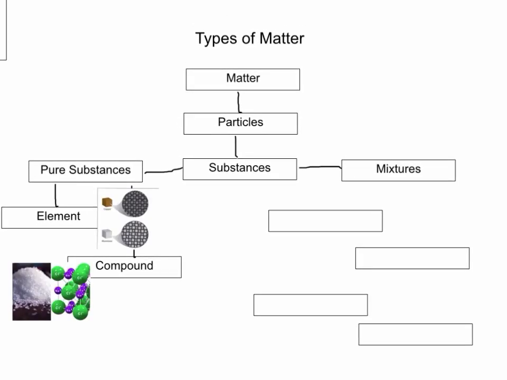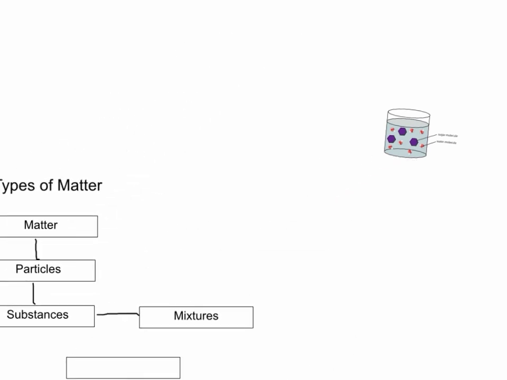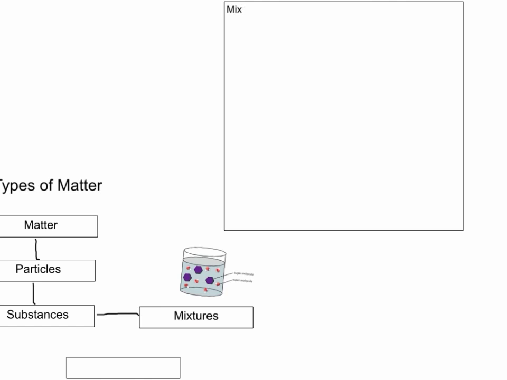So now let's look at the mixture side. So what is a mixture? Well, a mixture is two or more pure substances that are put together but have not chemically combined to form a new substance.